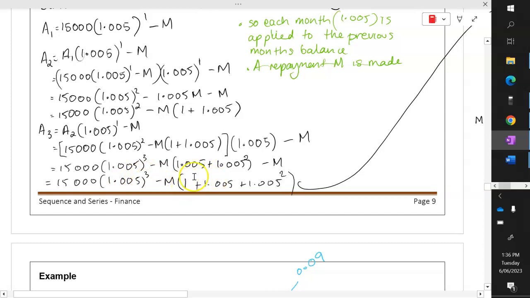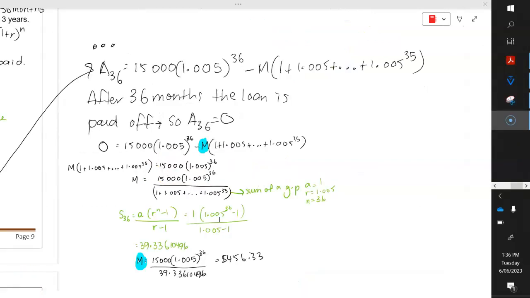all terms here starting with 1, going up, then by a factor of 1.005 to a 2, which is 1 less than a 3. So I'm going to increase that pattern and go, well, we're going down to A36 because there's 36 months that the loan is going to go for. So we're going to have 15,000 times the 1.005 to the 36 minus M. And I'm going to make this pattern increase from the last pattern, and we're going to go to 1 less than 36, which is 35. And that's our final pattern.